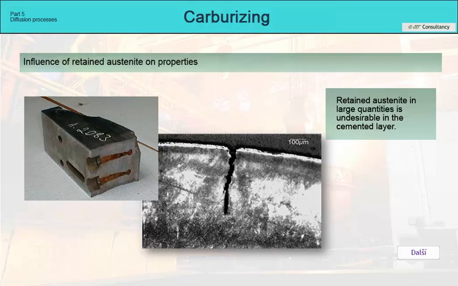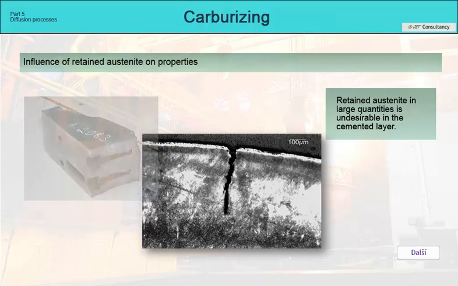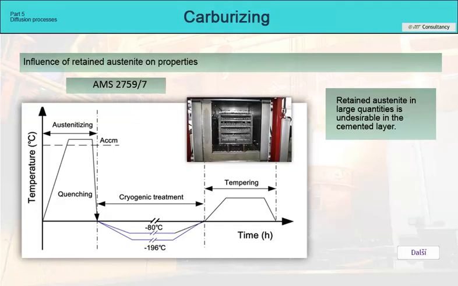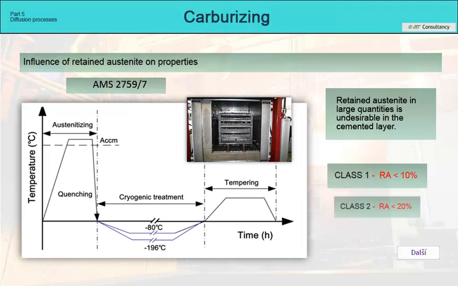From this point of view, where we have a clear goal in terms of dimensional stability or precisely defined mechanical properties, it is necessary to suppress the amount of residual austenite below 10% or even lower. Therefore, we need to consider the martensitic finish line and try to end the martensitic conversion by cooling it below zero temperature. The AMS 2759, Part 7 standard, then states that the permissible value of residual austenite is up to 10% for Class 1 parts and up to 20% for Class 2 parts.